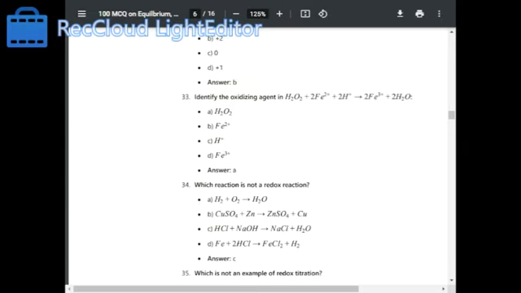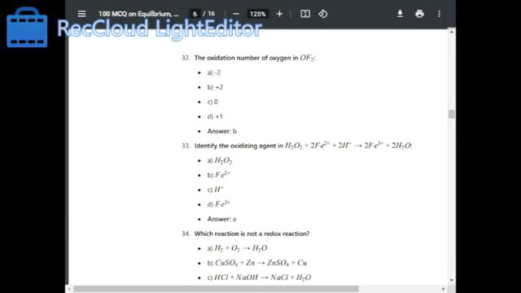Question number 32. The oxidation number of oxygen in OF2 is option A minus 2, option B plus 2, option C 0, option D plus 1. The correct answer is plus 2. The oxidation number of oxygen in OF2 is plus 2.